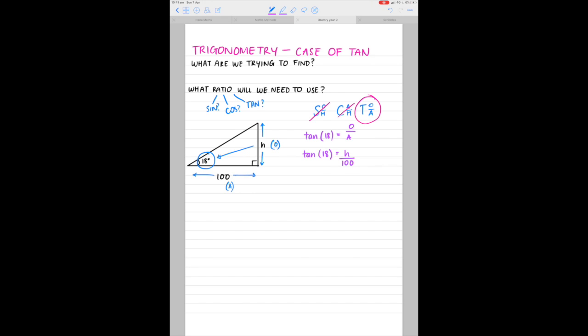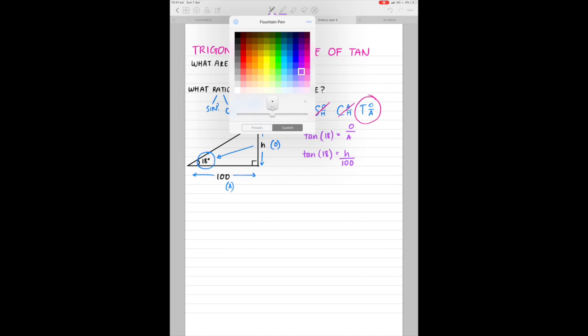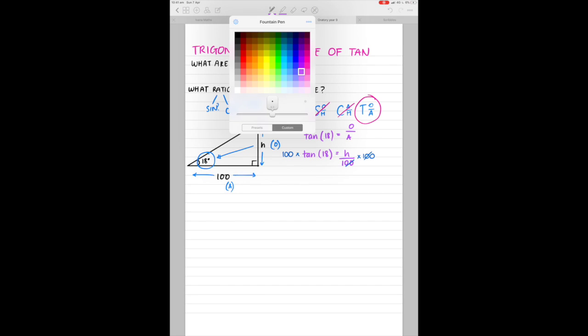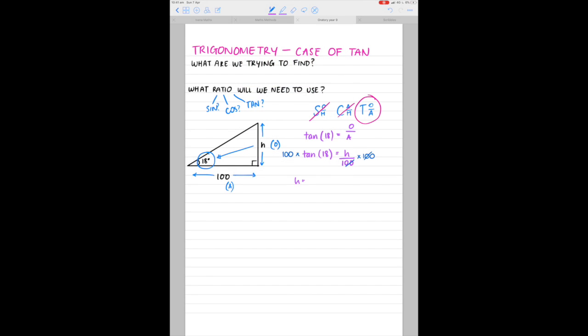Now to solve this, or to put it into our calculator, we're going to have to do a bit of manipulation, and this involves what we do in algebra, which is to rearrange the equation. So in order to get h by itself, we're going to have to multiply by 100 so that those two cancel out, and what we do to one side of the equation we must do to the other, which means into our calculator we're going to type in h equals 100 times tan of 18 degrees.